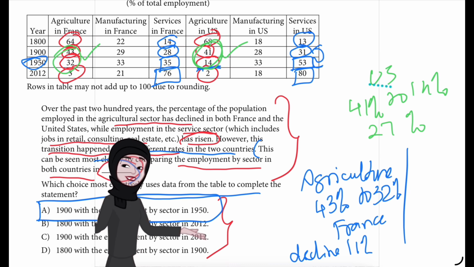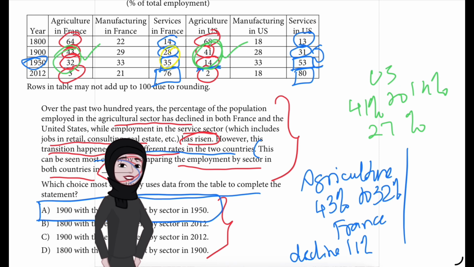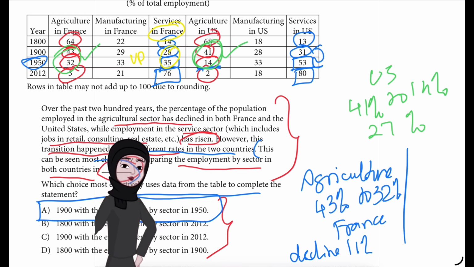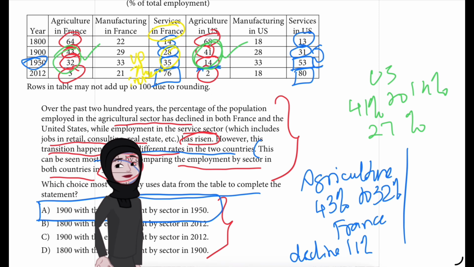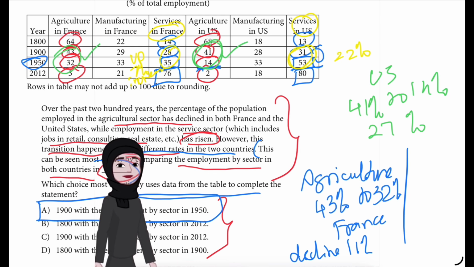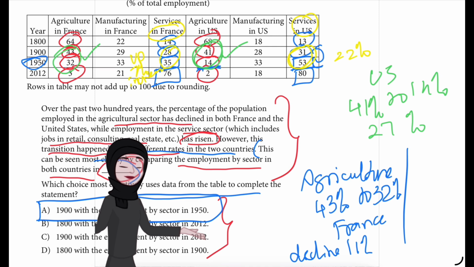And what about employment in services? Employment in services, if you observe, went up from 28% to 35% in France. This is an increase of 7%. And from 31% to 53% in the US. This is an increase of 22 percentage points. So in other words, the rate of change was greater in the US than in France for both sectors.